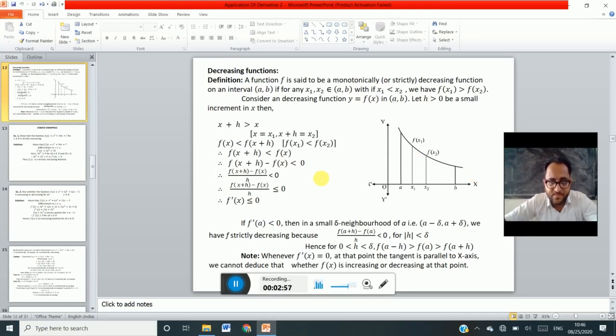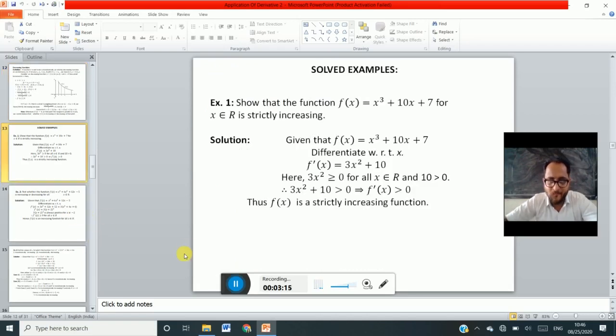And in examples, we have to check only the derivative. If f dash x is less than or equal to 0, we have to check this condition in examples. If f dash x is less than or equal to 0 for any function, that function is decreasing, right? So see the example here.